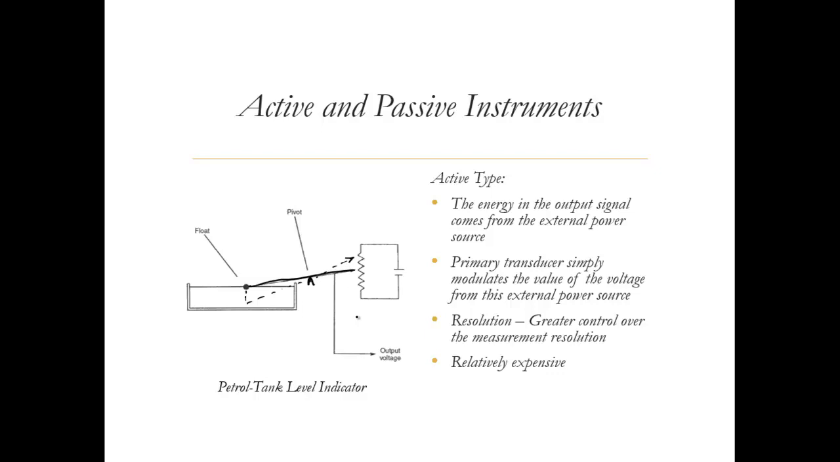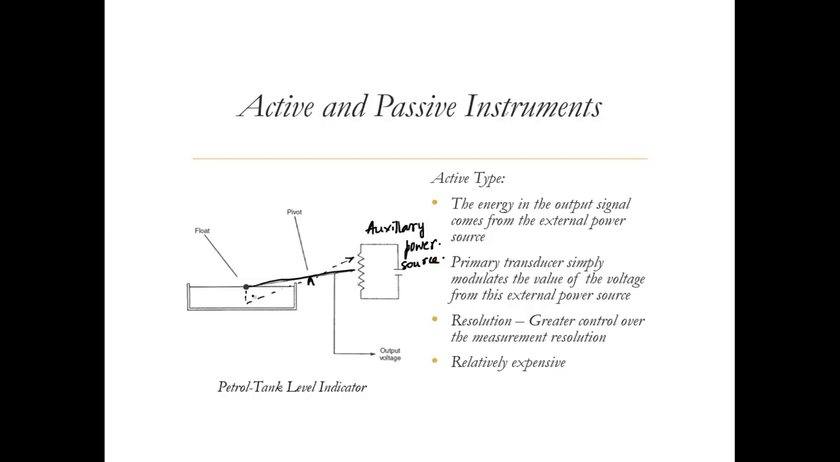But this is an active type of instrument where we have an auxiliary power source, though here we may not really need it, because we just have a deflection which tells us the amount of petrol in the tank. But we have this classification called active and passive instruments. So this is here acting as an auxiliary power source. It's a battery and you can say a potentiometer here.